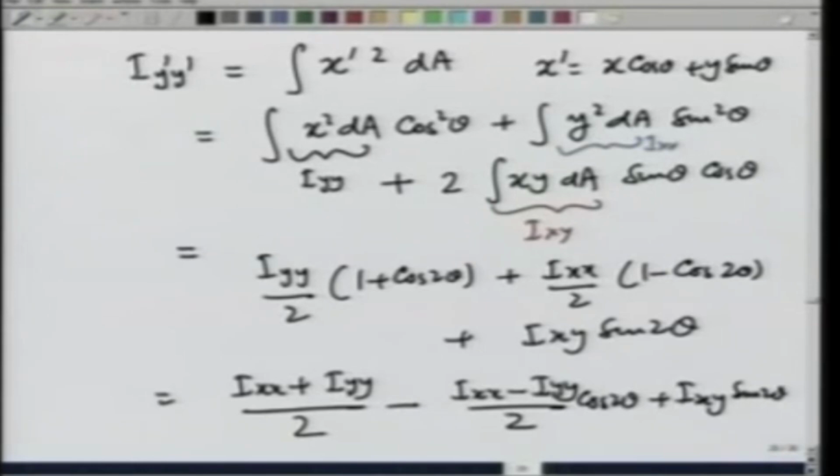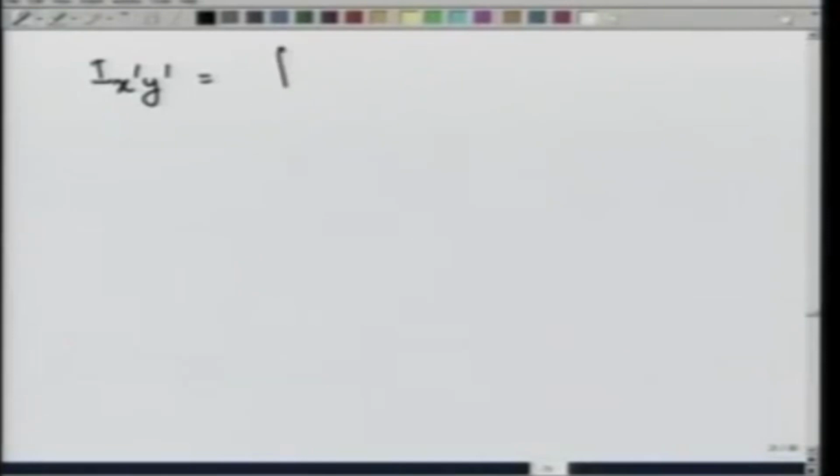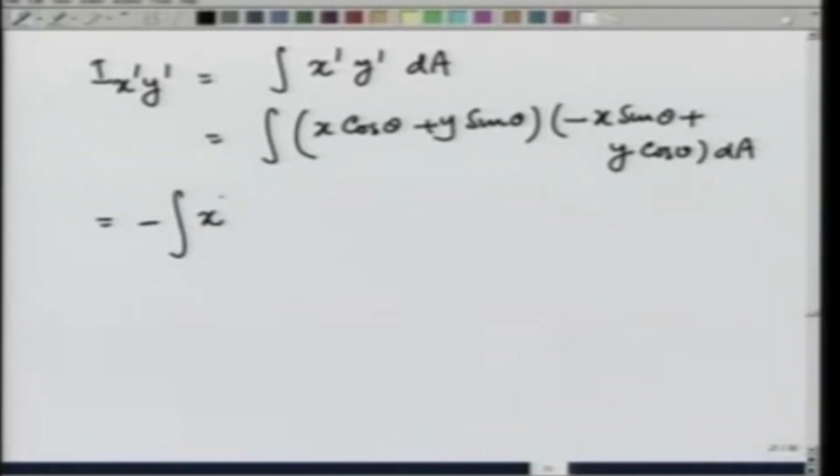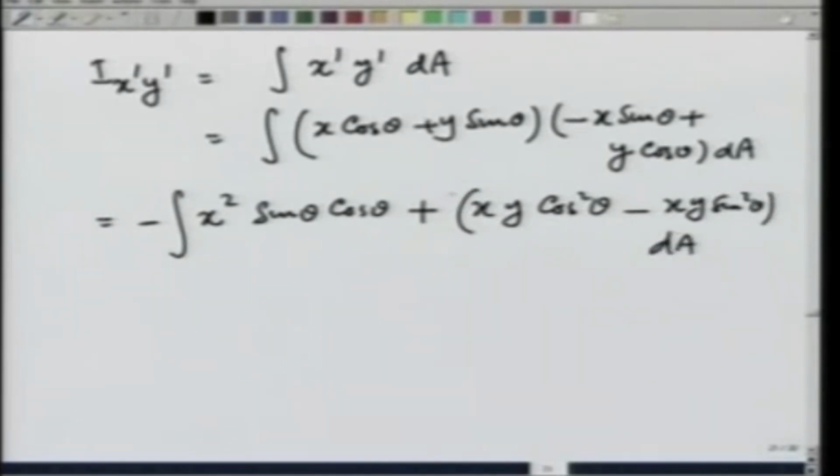Last, we calculate I x prime y prime, which is nothing but integral x prime y prime dA, which is equal to integral x cosine theta plus y sine theta times minus x sine theta plus y cosine theta dA, which comes out to be integral minus x square sine theta cosine theta plus xy cosine square theta minus xy sine square theta dA plus y square sine theta cosine theta dA.